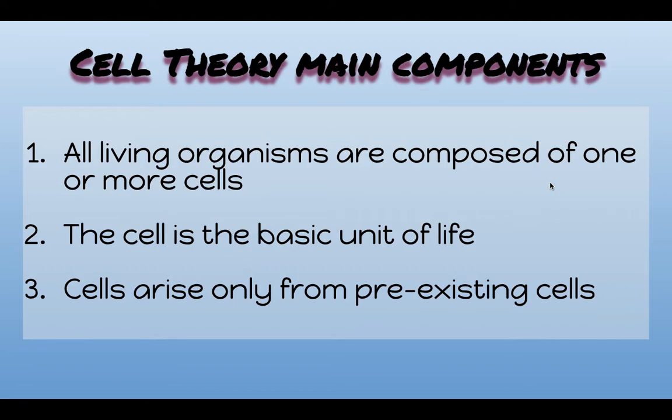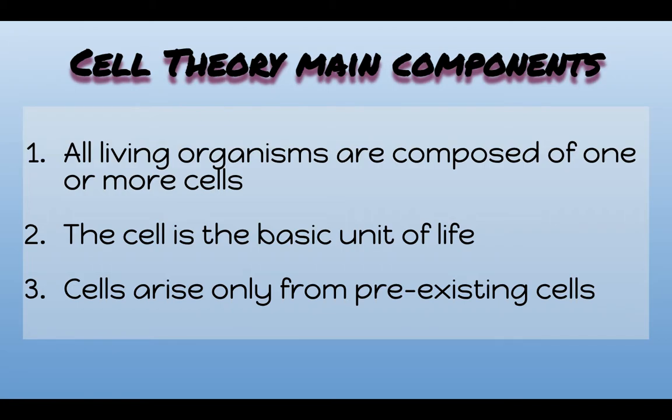So those last three scientists, Virchow, Schleiden, and Schwann, are credited for the classic cell theory. And these are the three main components of the classic cell theory. Number one, all living organisms are composed of one or more cells. Number two, the cell is the basic unit of life. Number three, cells arise only from pre-existing cells.